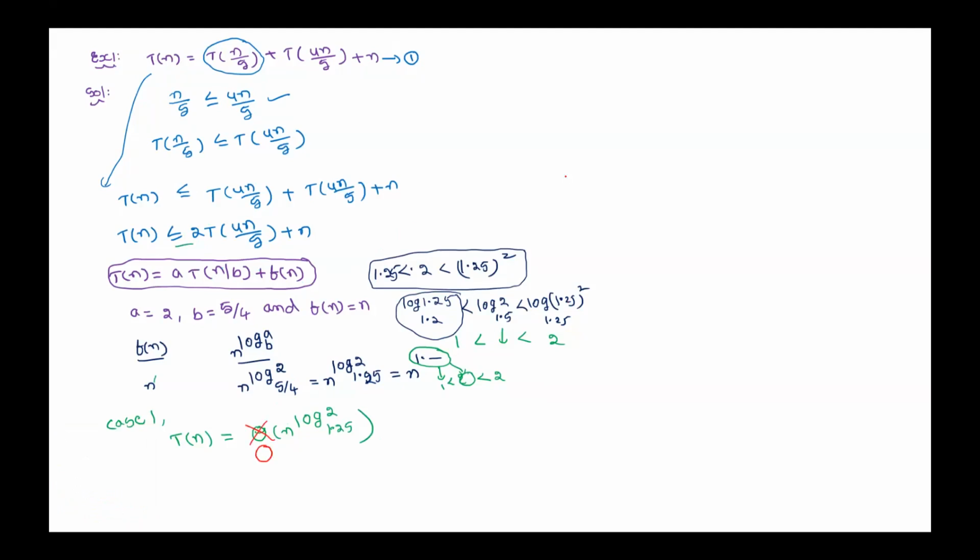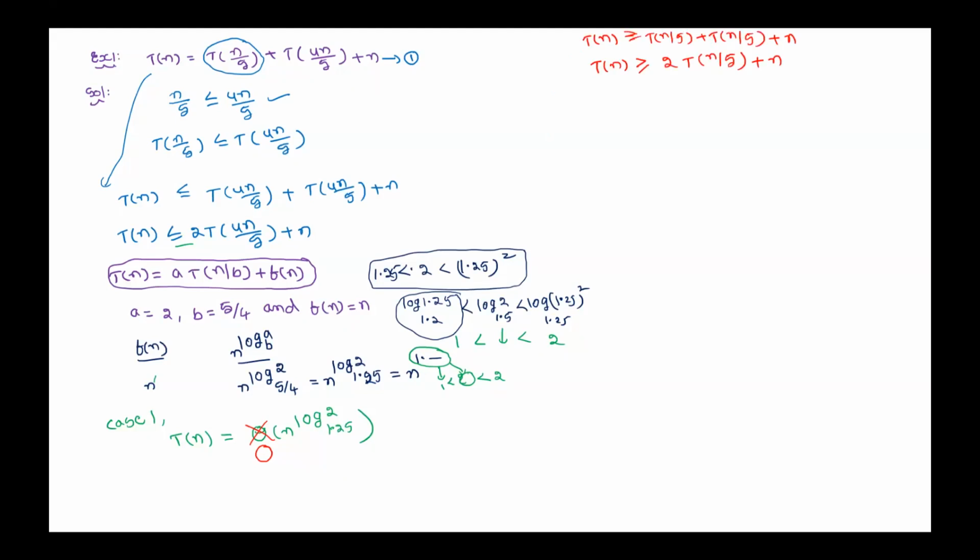Okay. Now, what is the other side? What is that we can substitute? T of n, can we write it as greater than or equal to 2 times T of n by 5 plus n? Is this correct? In place of 4n by 5, we substitute n by 5. Then it becomes greater than or equal to, is that correct?